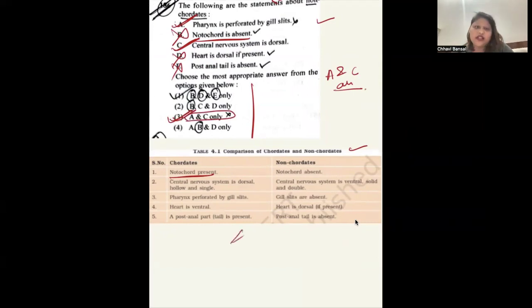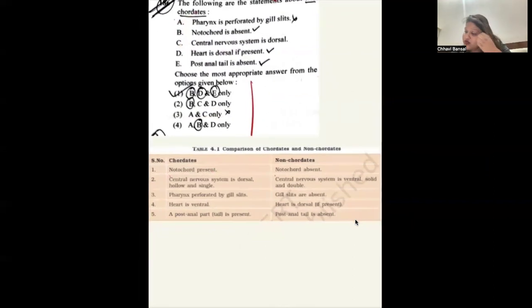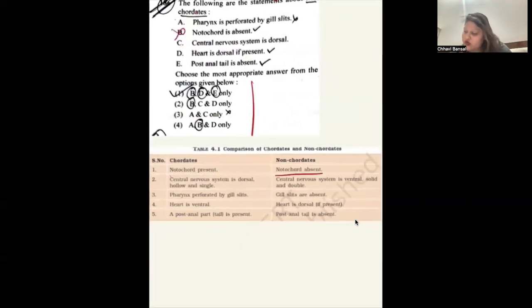This comparison is also taken from NCERT. Oh, once again, no. These are the chordates trait. Sorry. Once again, let's do it again. So for non-chordates, notochord is absent. So this is the correct statement. Central nervous system is ventral. Incorrect statement. Gill slits are absent.